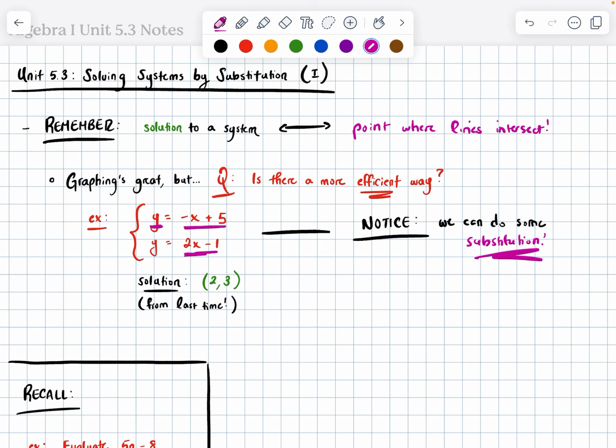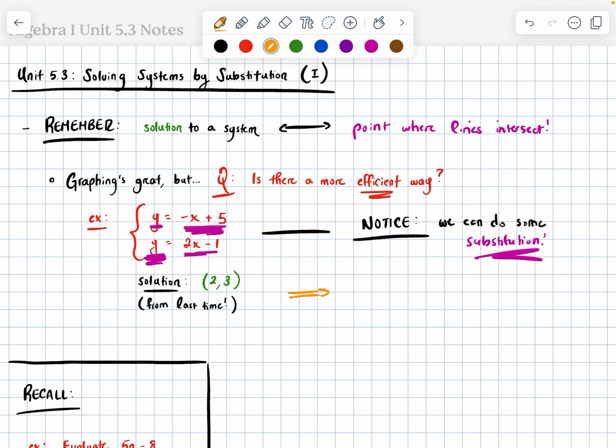By substitution, say for example, I just look at that first equation. If y is equal to negative x plus 5, that means y is interchangeable with negative x plus 5. So what's stopping me from replacing the value of y in the second equation with the value of y from the first equation?